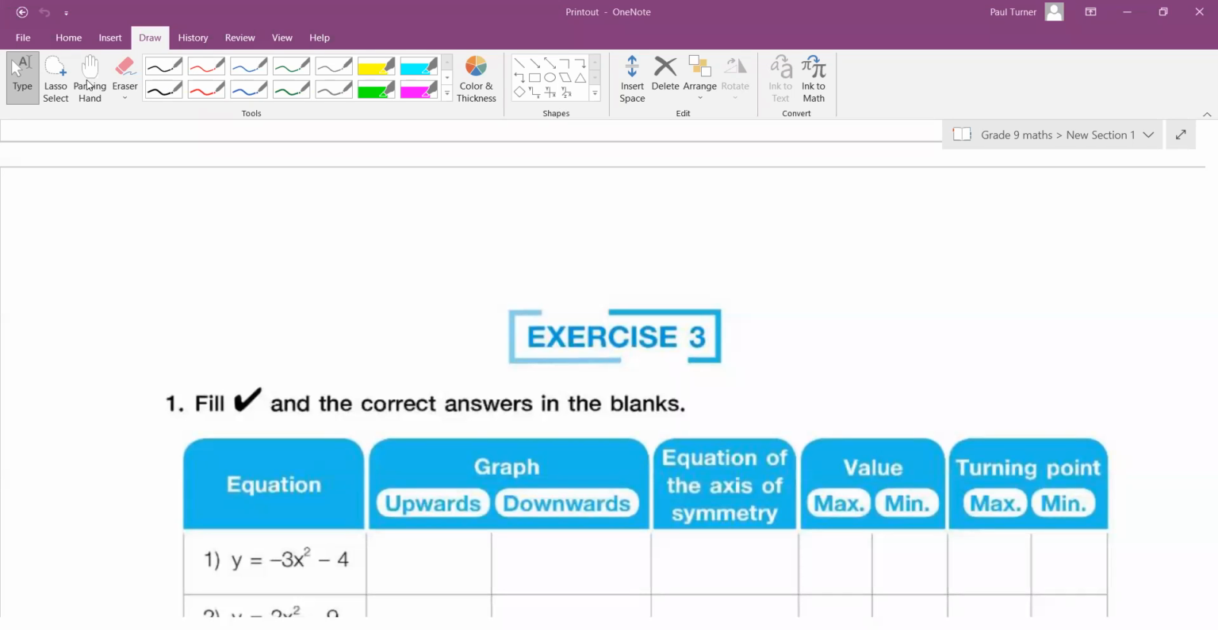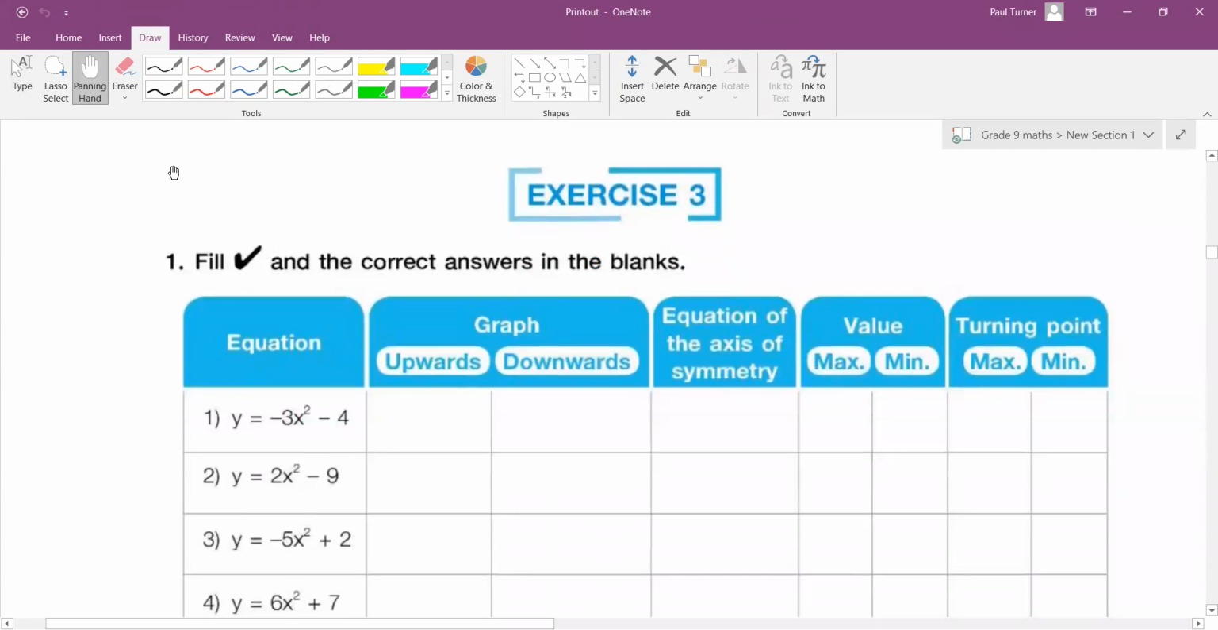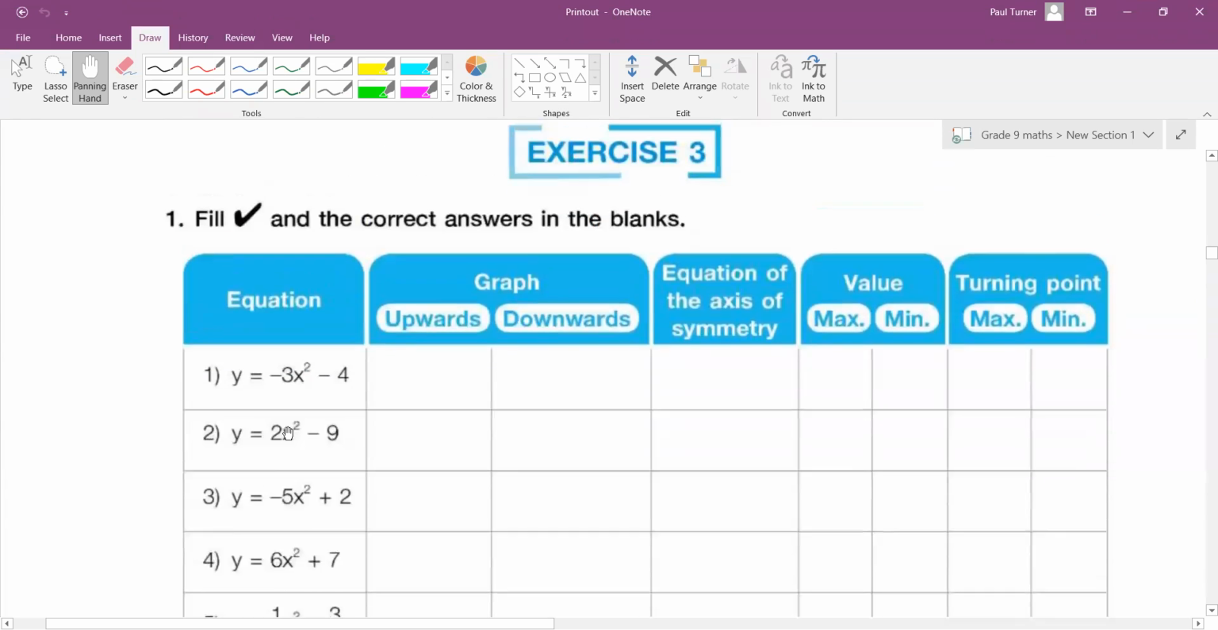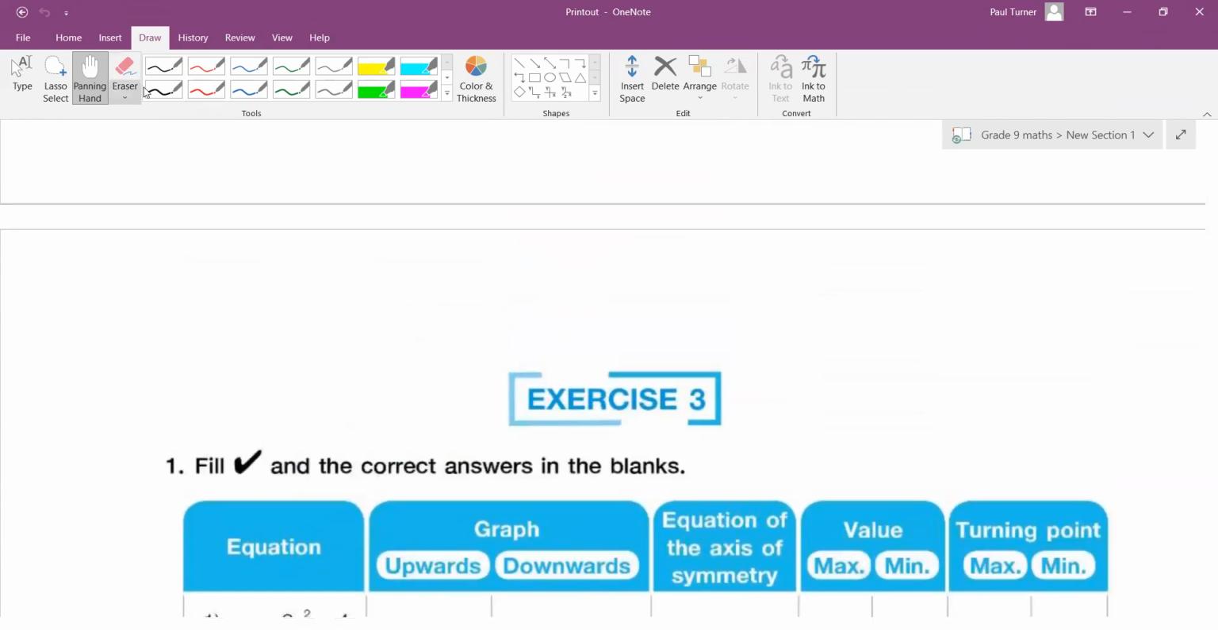Okay, so for exercise 3, if you look at the questions, you've got something x squared and a number. So this is your constant, the c. So c here is -4. The a value is -3, and so on. So we had that form before. That was the form y equals ax squared plus b, and they could be plus or minus.